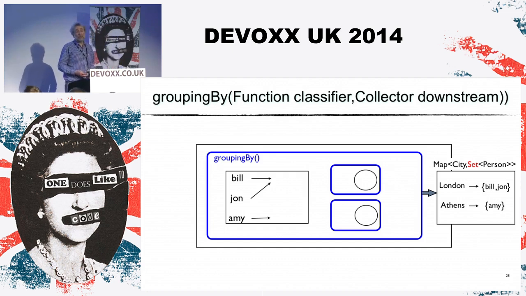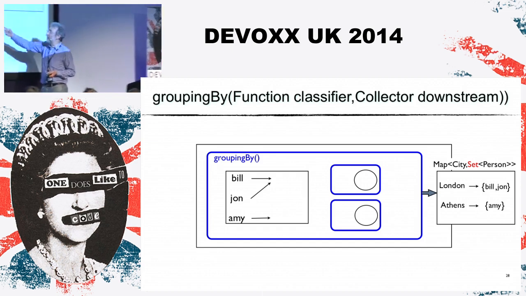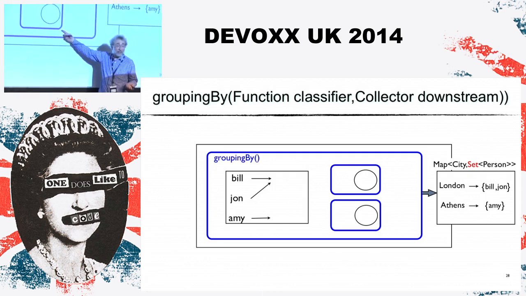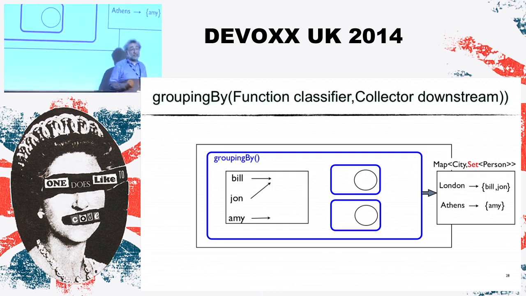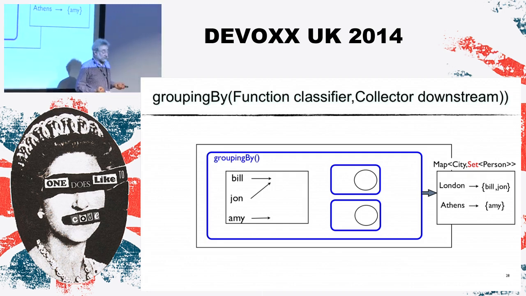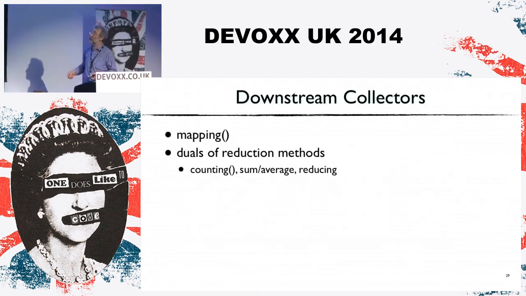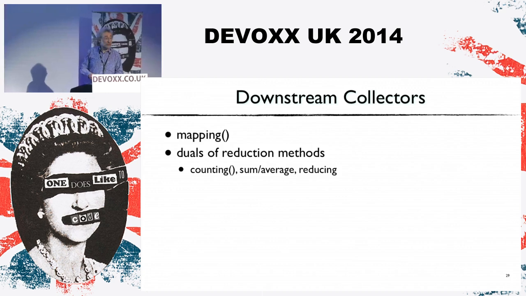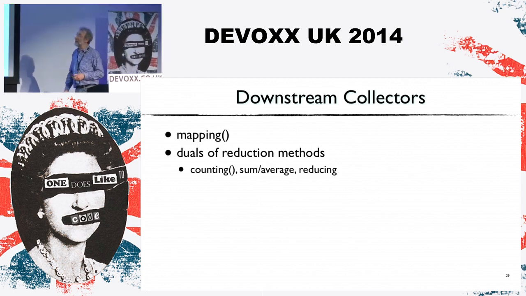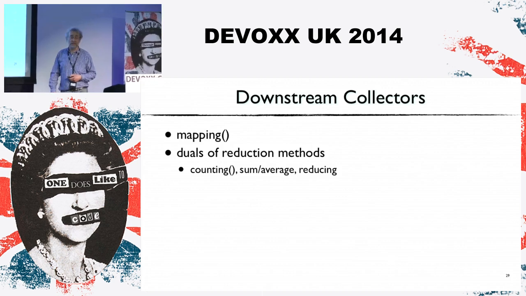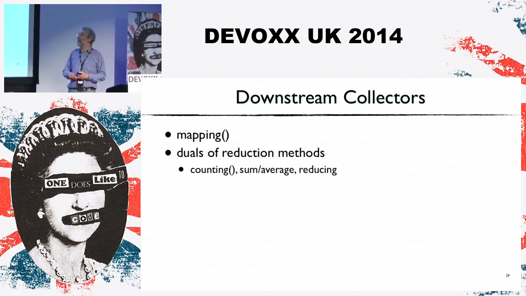What about the ones that are used specifically for composition? I've used this for composition here, but it's also a standalone collector. Now there are some other ones which you'd only ever use as downstream collectors for composition. There's two of them. One of them is the ones that I mentioned earlier, the duals of reduction methods. I think you probably get the idea of those.